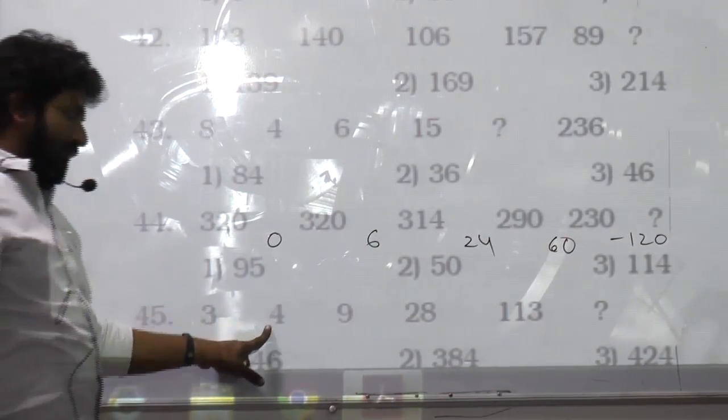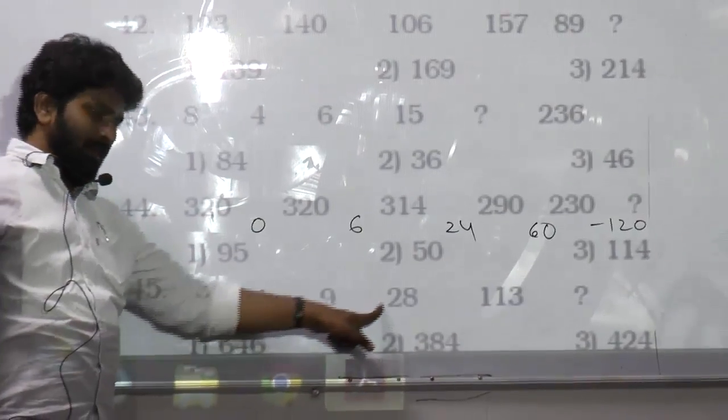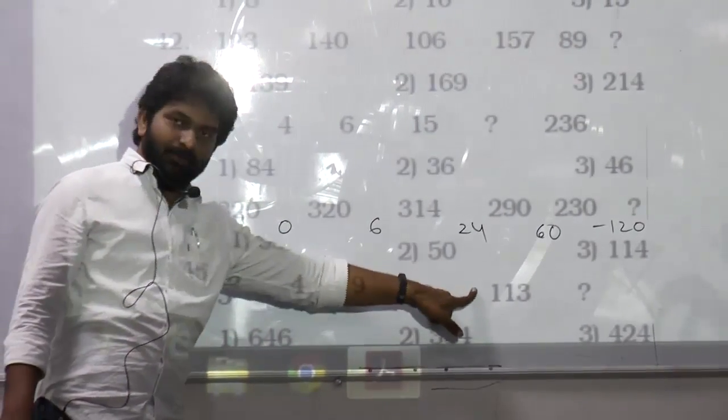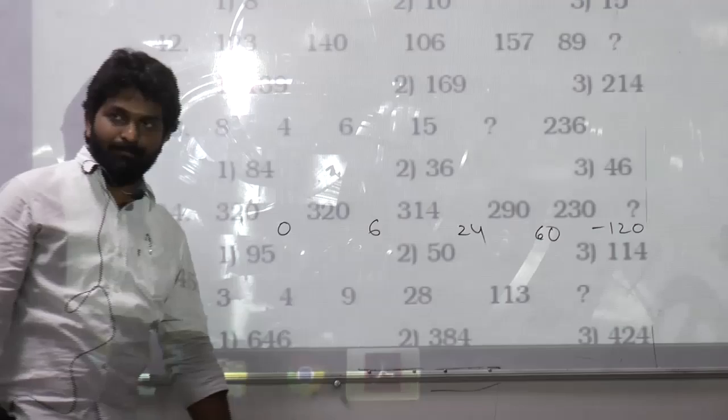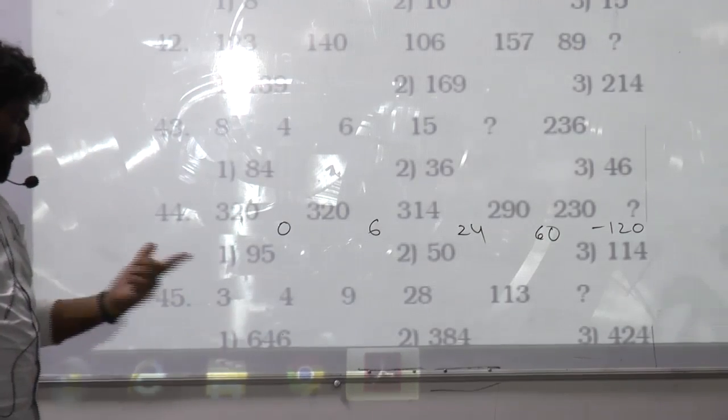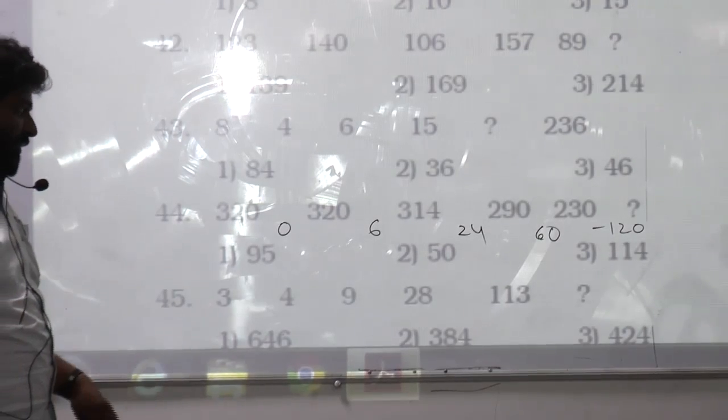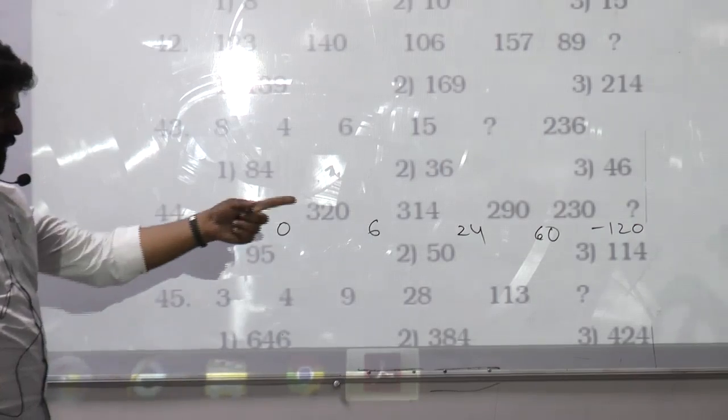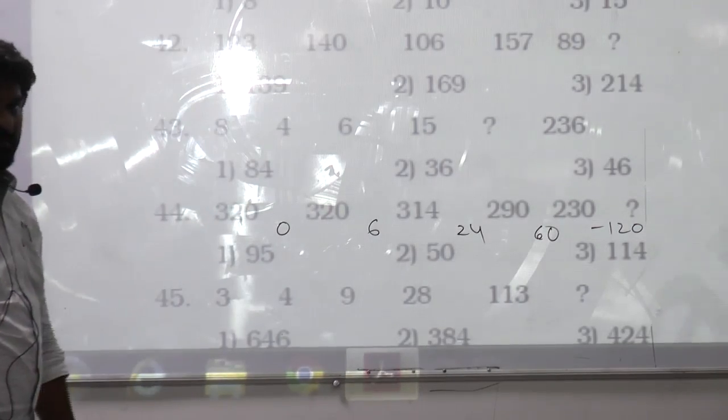Into 1 plus 1, into 2 plus 1, into 3 plus 1, into 4 plus 1, into 5 plus 1. Answer should end with 6. Two options are there. Into 5 rate, so should be in 500, 566 answer.